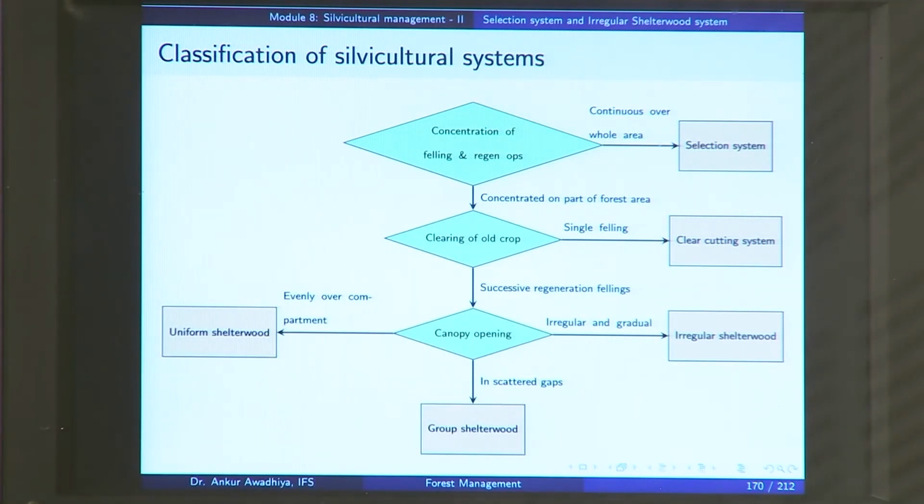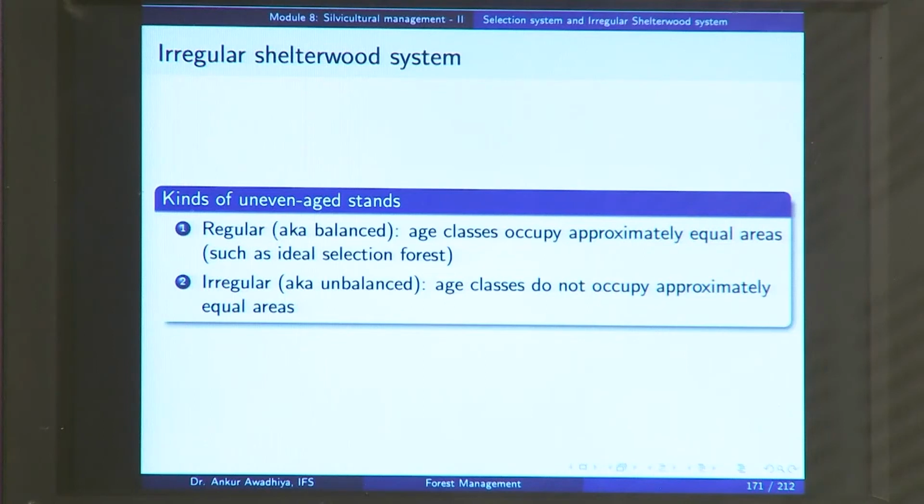So, this is a Shelterwood system in which you are maintaining a shelter of the old crop, and you are doing your operations in such a manner that you maintain the irregular characteristic of the forest. Now we will look at the irregular Shelterwood system in more detail.